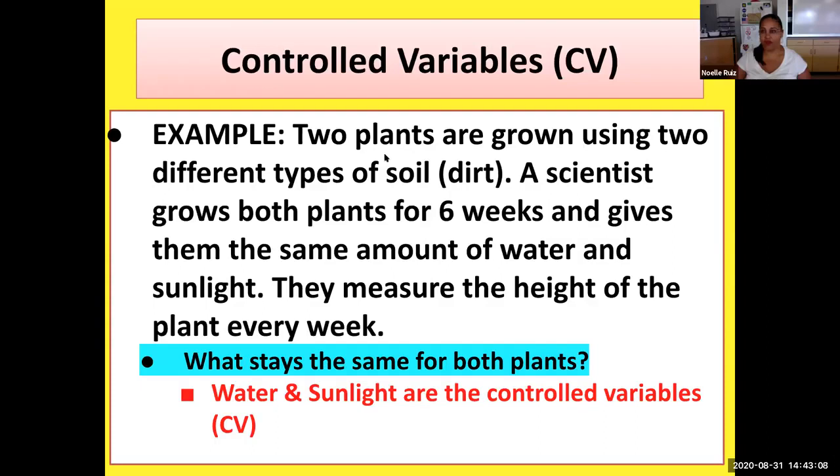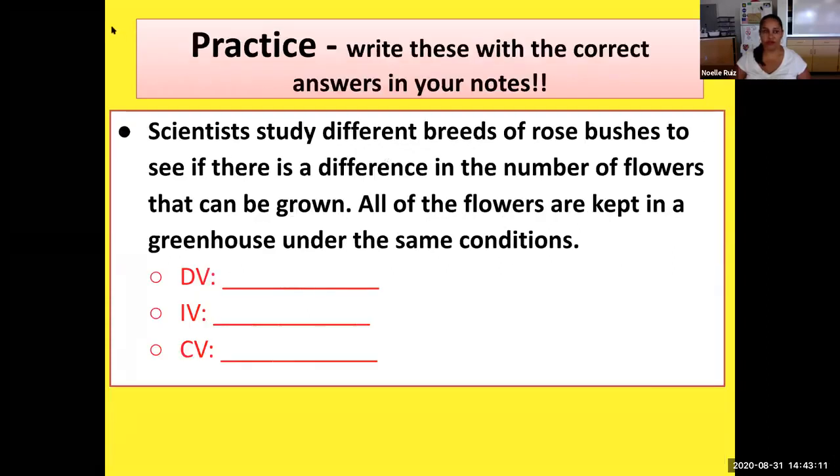All right, we have another practice. Make sure you're writing these down with the correct answers, because a lot of you are getting points taken off because you're not writing the full set of notes, which include all the things we discuss.